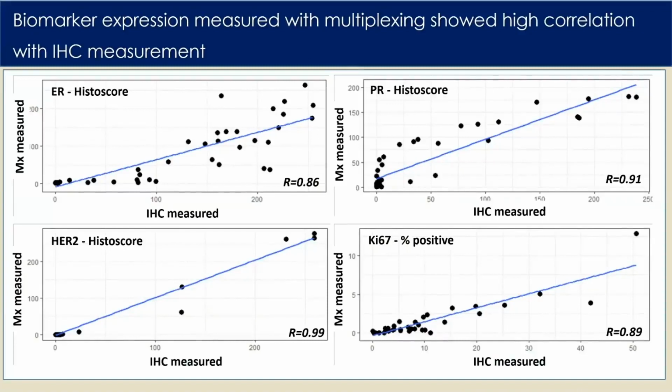Before we use protein multiplexing to study heterogeneity, we wanted to know if multiplexing measurements of these breast cancer biomarkers correlated well with IHC measurements in the clinic. We did multiplexing and IHC of the same biomarkers on serial tissue sections and measured the histoscores as determined with multiplexing or with IHC for ER, PR, and HER2, and the percentage of positive cells for Ki67. As shown here, we found good correlations between measurements from multiplexing compared to IHC, suggesting that multiplexing measurements for these markers are good indicators of what are clinically measured.